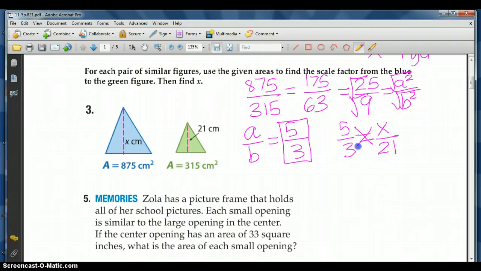Then you cross multiply, so we take 3 times x and 5 times 21. And then we divide both sides by 3. And x is 35 centimeters.